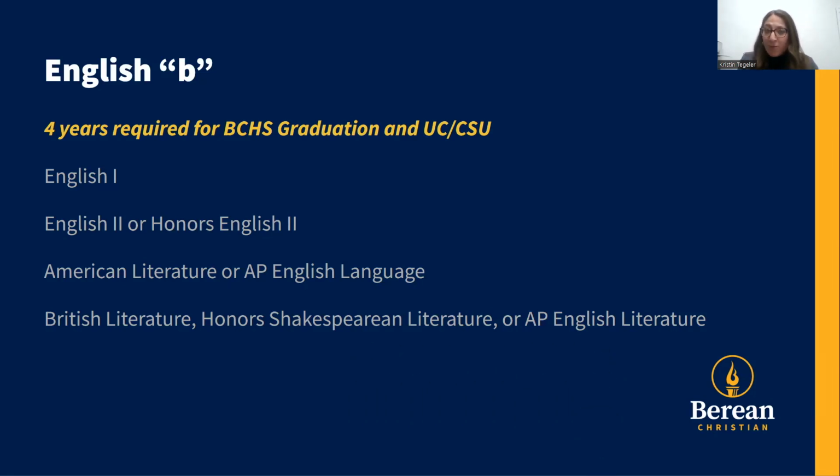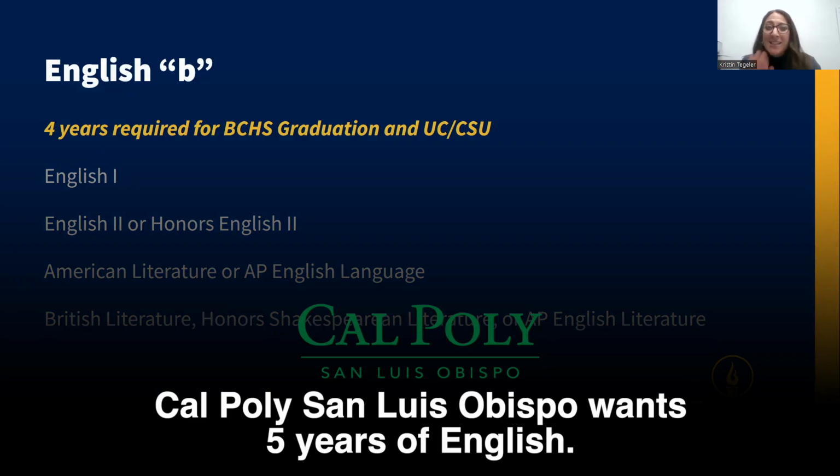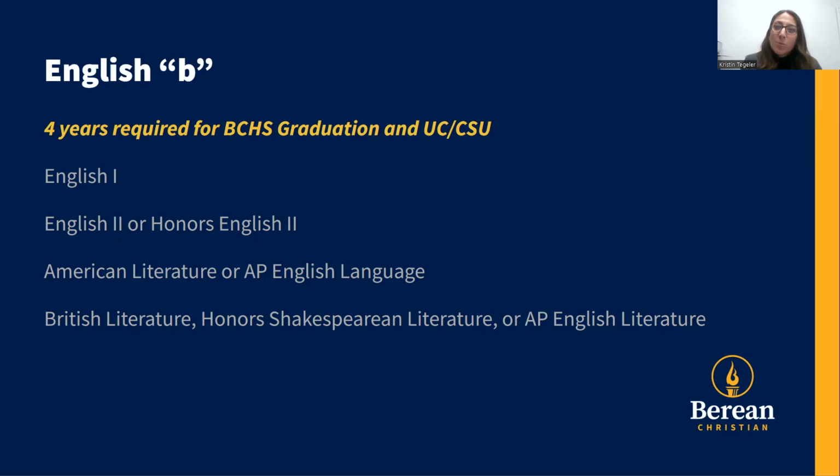Now there's a caveat. For those of you that are interested in Cal Poly San Luis Obispo, they actually like to see 5 years of English. And so a lot of times students will supplement that with an additional English through an online high school outside of Berean, or sometimes they'll supplement it at, let's say, DVC and take another college level course. They're the only ones that are in this boat. The UCs do not have this as even a recommendation. And then other Cal States don't really have this option, but Cal Poly's that unique one that likes to see 5 years of English.